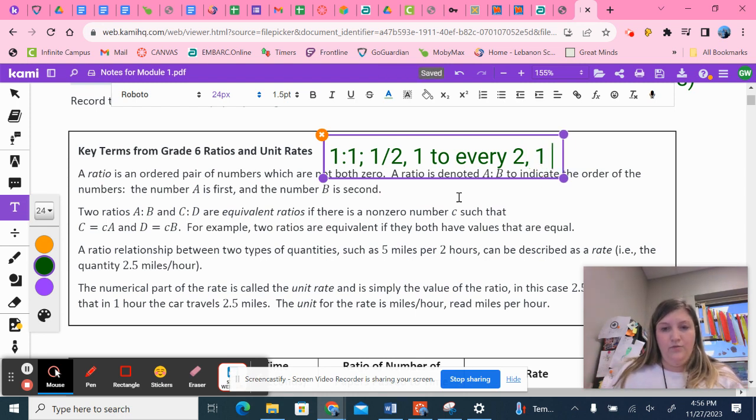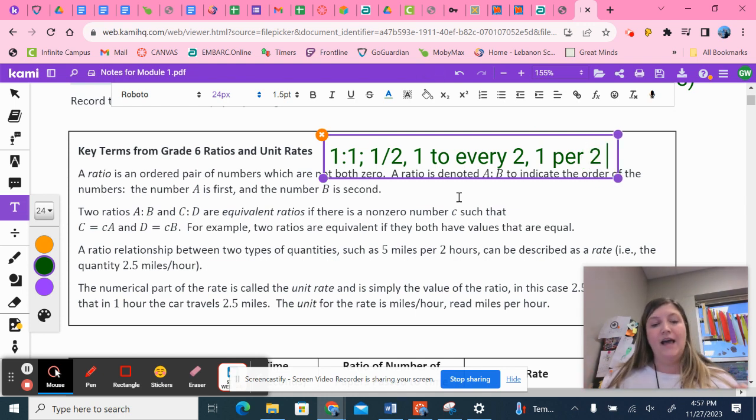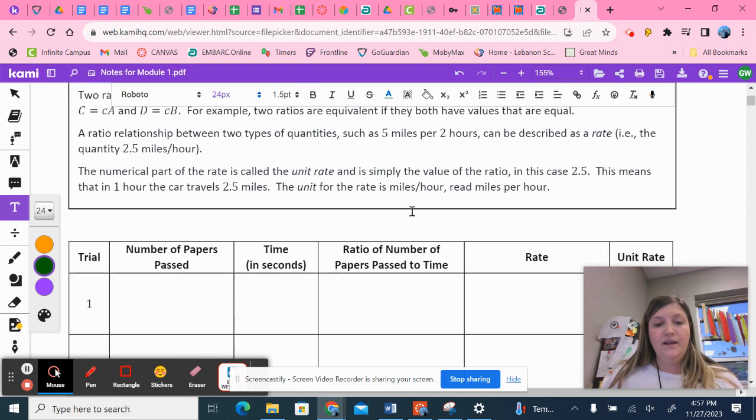You can also say 1/2. Different ways to write the exact same thing. Now, the unit rate would be the numerical part of that rate. The ratio is the two numbers, but it can also be described as a rate, such as 5 miles per 2 hours. So every 2 hours, you go 5 miles. Or it even simplifies for you to 2.5 miles per hour. But the unit rate is the value of the ratio.